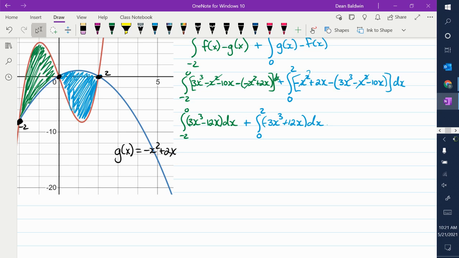These things, it's all about the setup. Because I'm probably only going to give you polynomials or simple functions. And it's all about just setting it up correctly. But it's good practice to actually do the integrals.